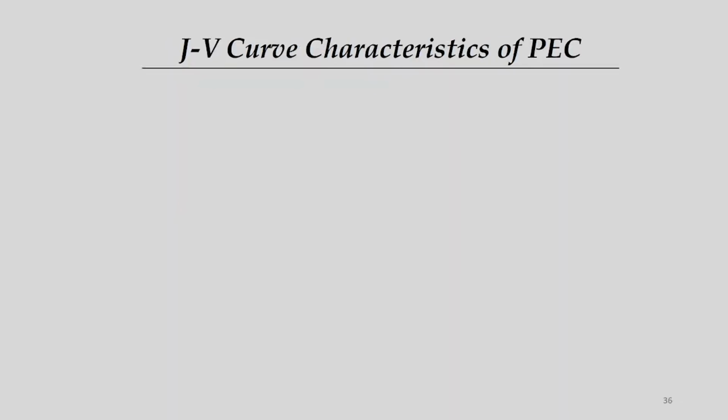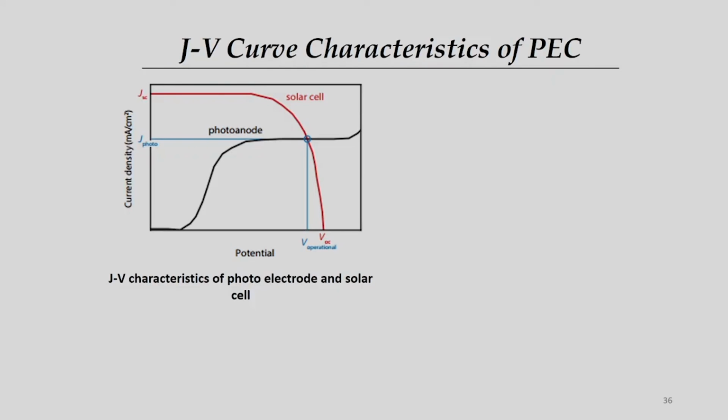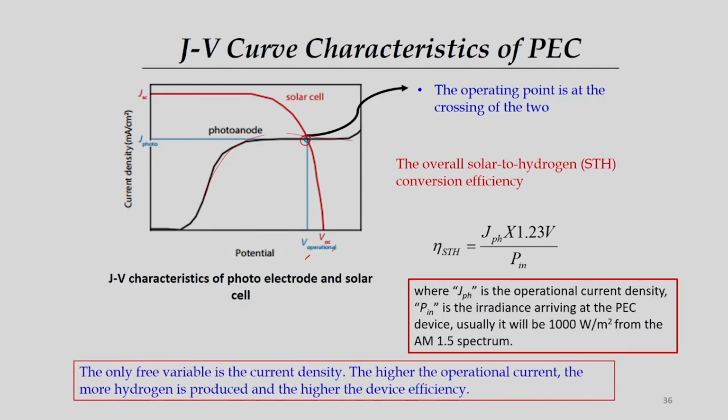And also have a look at the IV characteristics curve of this system. So this is the current density and this is the open circuit voltage, and if you see photoanode, it goes something like this. So this cross section point is considered, and this is the current density and this is the potential. Okay? And this is the operating point of the system, and the overall solar to hydrogen conversion efficiency can be expressed something like this.